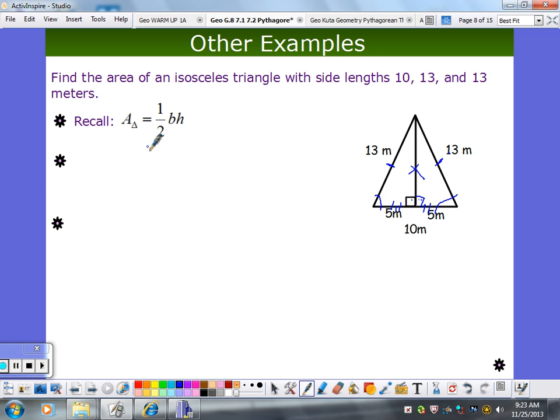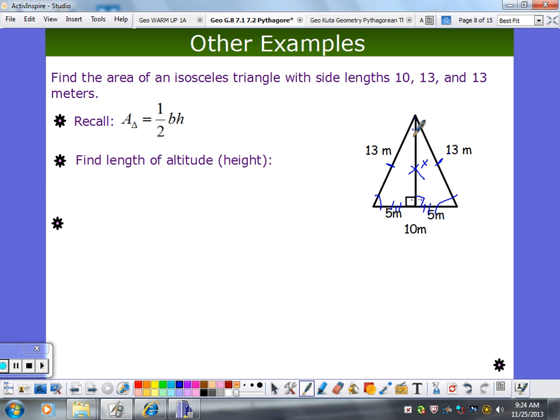So anyway, area equals 1/2 base times height. Find the length of the altitude. Now an altitude is your height. It's how high from the top of the triangle to the bottom. Now I know this part's 5, and I know this part's 13. Can I find this one? Yeah, let's call that one X. How can I do that?